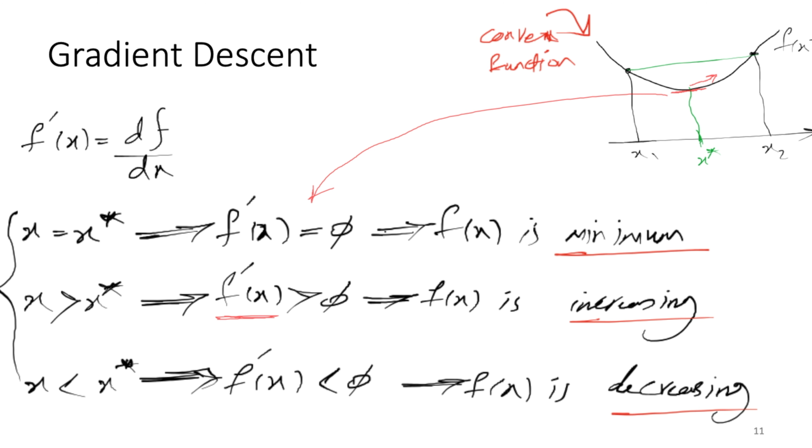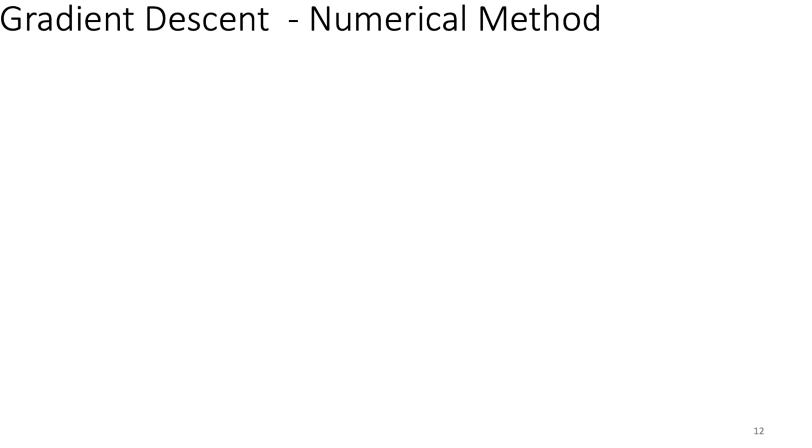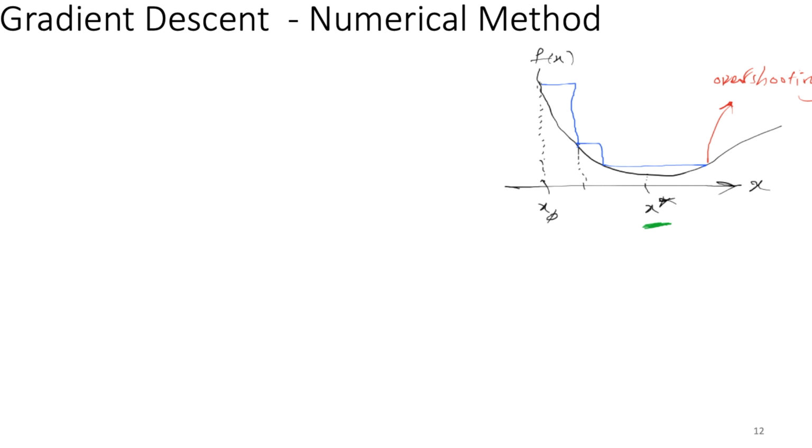All right, so a very intuitive way to describe the numerical method for gradient descent is, suppose this was your function again, x star was your global minima, and we want to make sure these blue lines are the steps we are taking. We want to make sure that we start depending on the slope of the function.